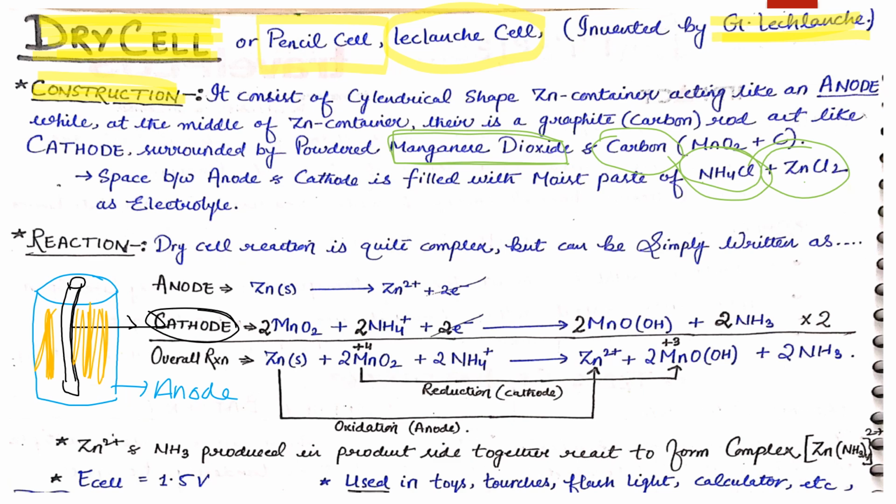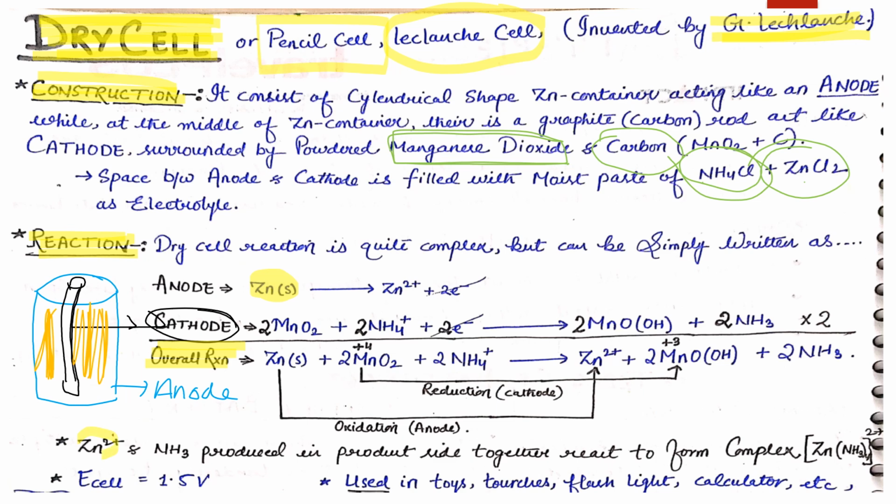Now moving onward, the reactions of the dry cell. In the dry cell, zinc acts as the anode, so in the reaction zinc undergoes oxidation, while at the cathode, the carbon graphite and manganese dioxide act as the cathode. So the reactions look like this. After balancing the reaction, we can write the overall reaction like this.